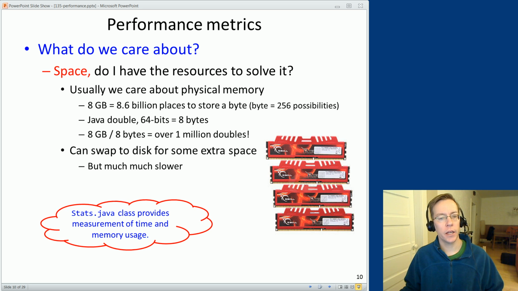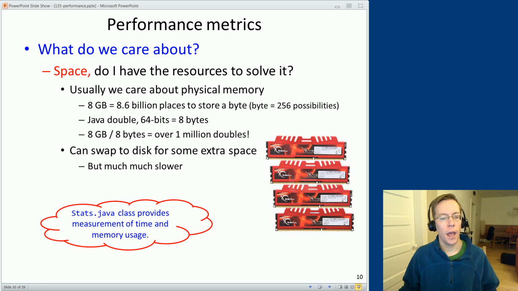It's often not a constraint in a lot of algorithms you might look at. You can get 8 gigabytes of memory, and that gives you 8.6 billion bytes, where a byte has 256 possibilities. And a double takes 8 bytes, but that still means on a computer with 8 gigabytes of memory, you're able to store over 1 million doubles.